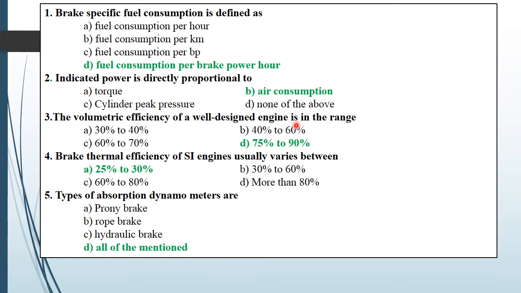Third, the volumetric efficiency of a well designed engine is in the range of 30 to 40%, 40 to 60%, 60 to 70%, 75 to 90%. So the correct option is D, 75 to 90%. The volumetric efficiency of a well designed engine is in the range of 75 to 90%.